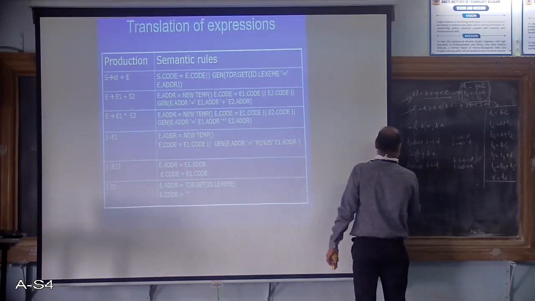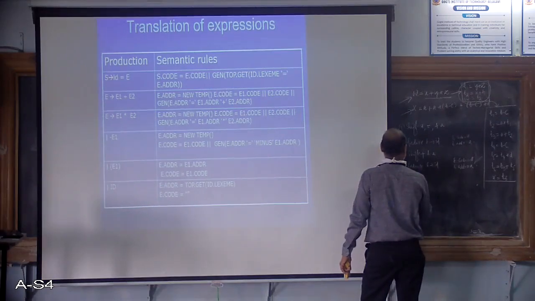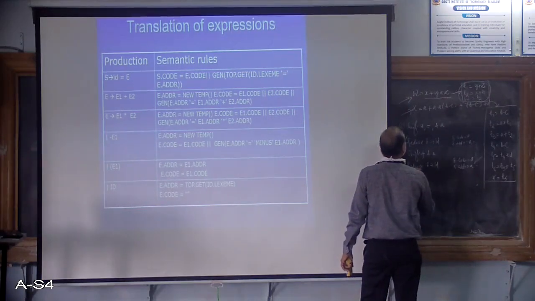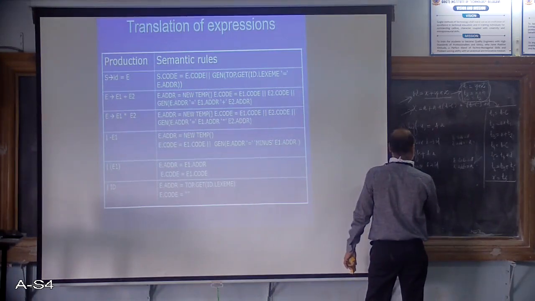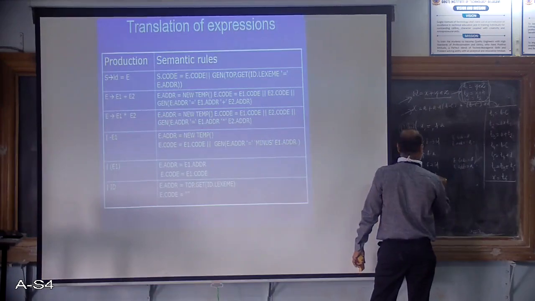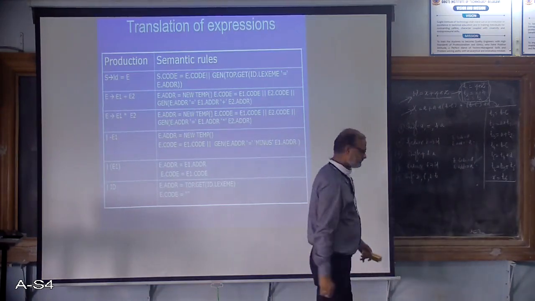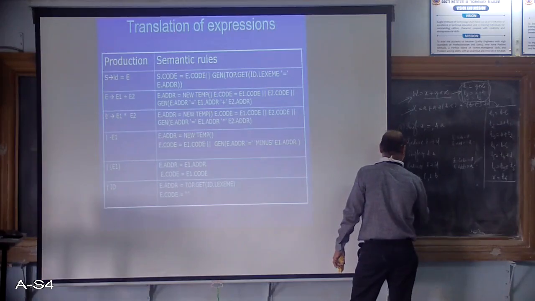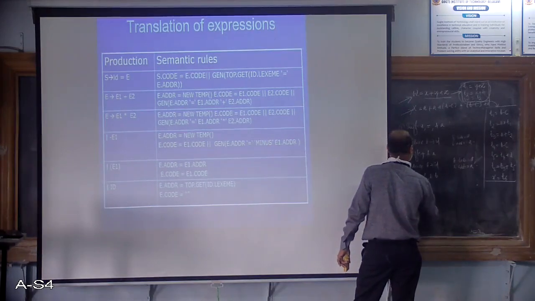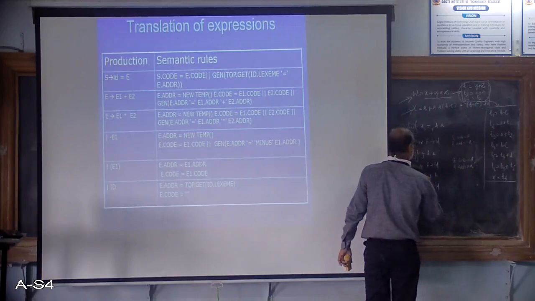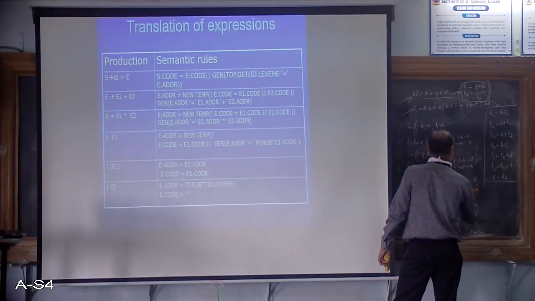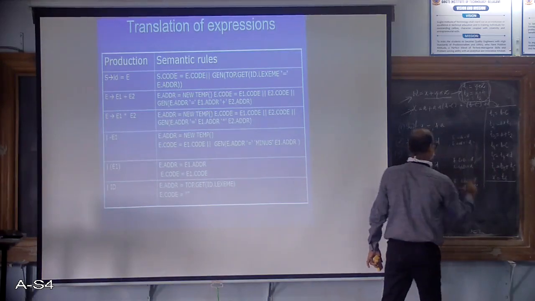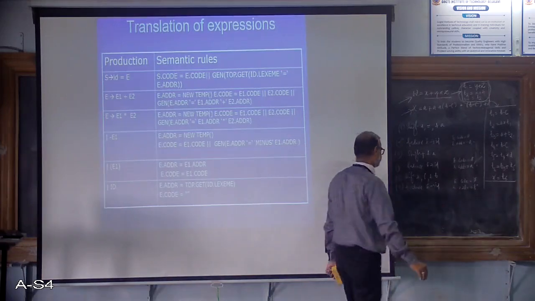Next, fifth step, shift star, opening parenthesis and B. Sixth one, reduce E derives ID. So no code is generated, that is E dot code is null, E dot address equal to B here.